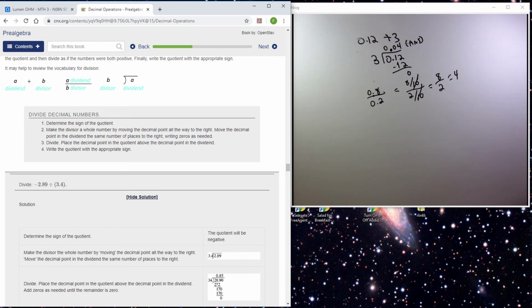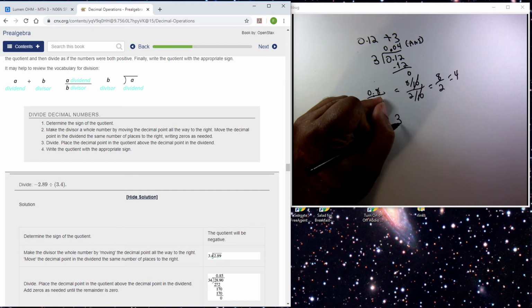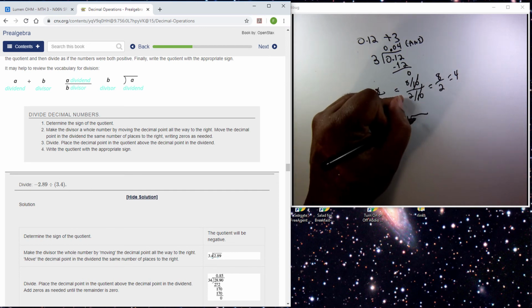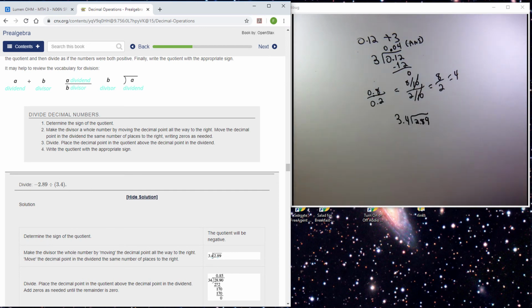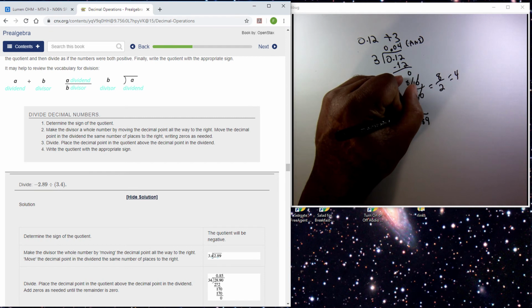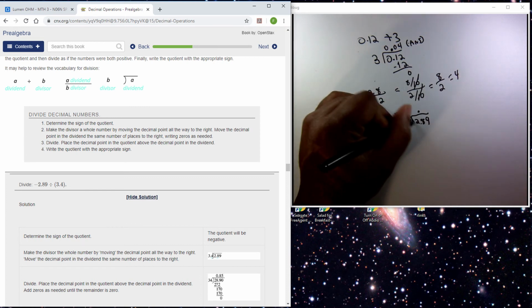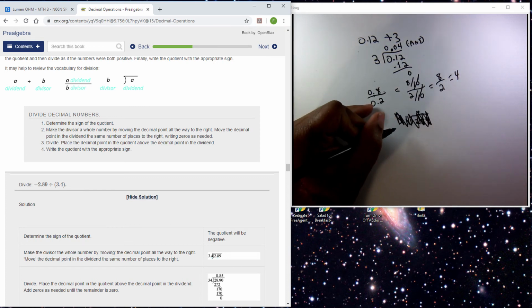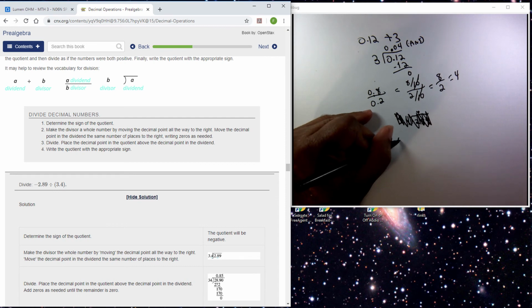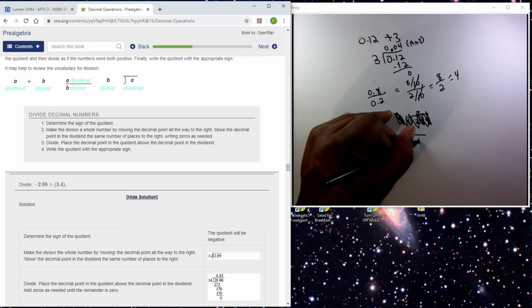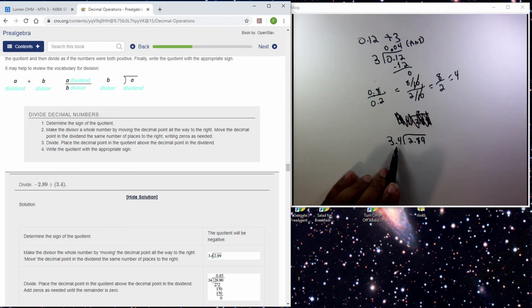So let's take a look at dividing. 3.4 divided by 2.89. Okay, so I put my decimal point right above it. So 3.4 divided by 2.89. Notice I'm dividing by a fraction here. Really I'm dividing by a mixed fraction.